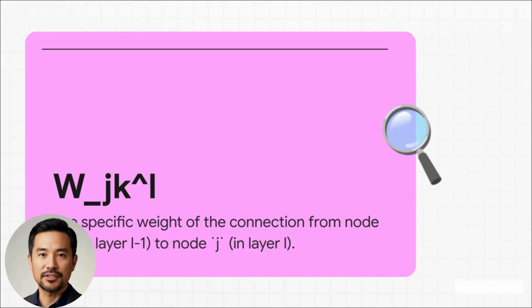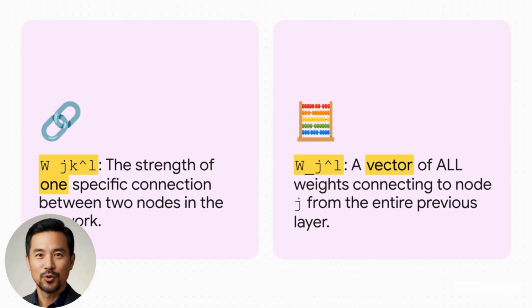The level of precision here is just incredible. Now, pay close attention here, because the difference is tiny, but it's a huge deal. On the left, with both J and K, we're talking about one single connection, like one wire between 2 points. But on the right, when we drop the K, WJL, now we're talking about a vector. It represents the entire bundle of all the weights feeding into that single node J. It's the difference between one wire and the whole cable.